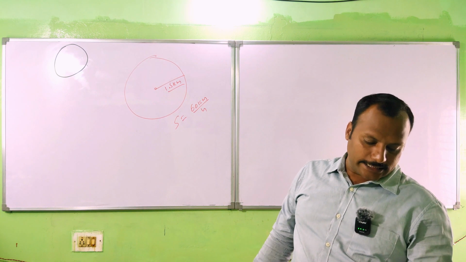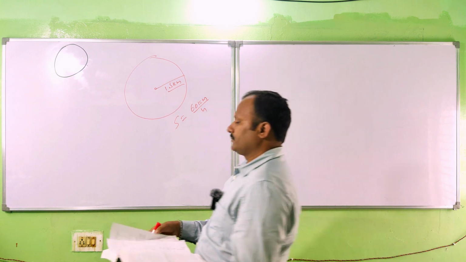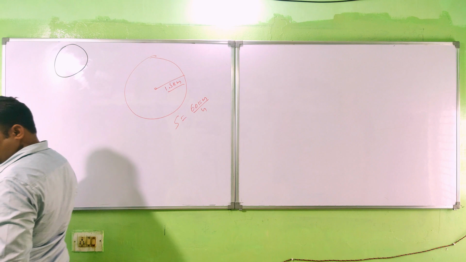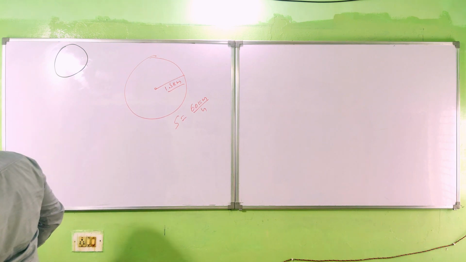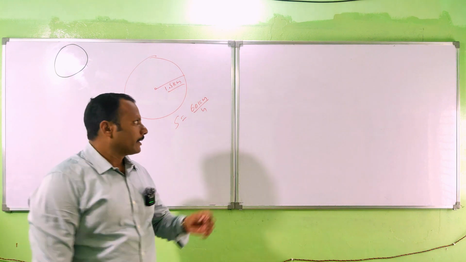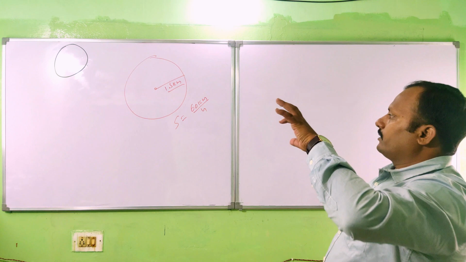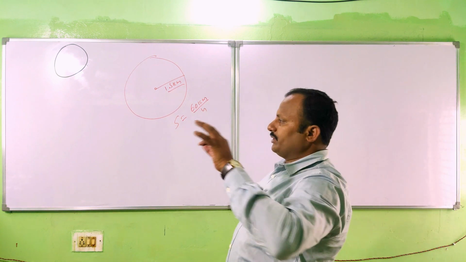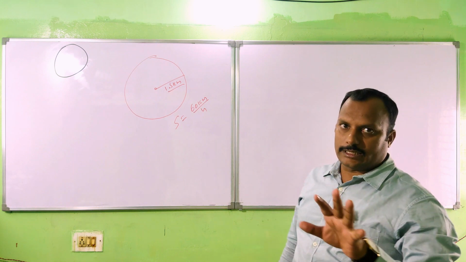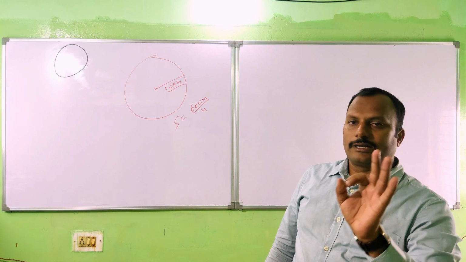Find the angle in degrees turned by the engine in 10 seconds. That means the engine is traveling on the track, it covers 60 kilometers per hour. So we want the distance for 10 seconds and the corresponding angle for 10 seconds.